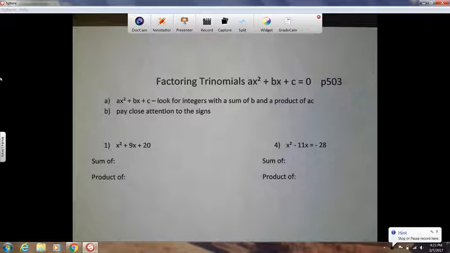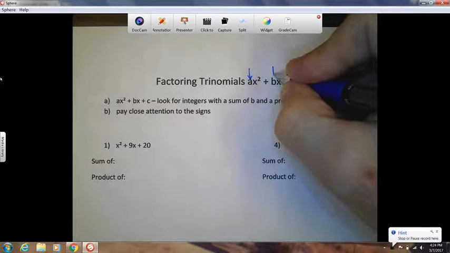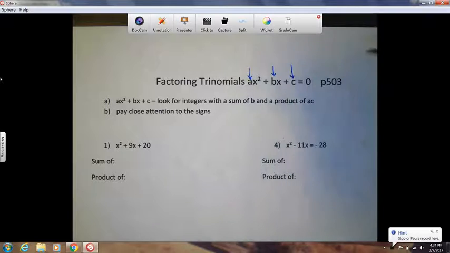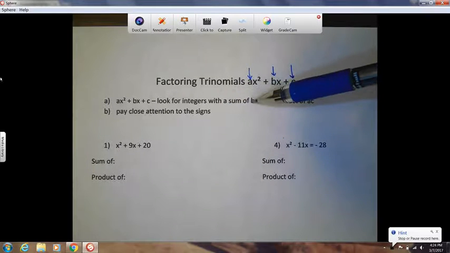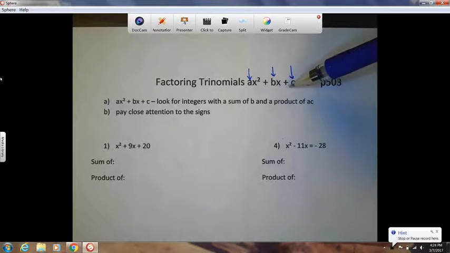This is factoring trinomials. So we're talking about trinomials in this form. Make sure you pay attention to A, B, and C. I'm looking for integers with a sum of B. So B is whatever comes in front of the x term, so make sure it's written in the correct order before you figure out what B is. And a product of A and C, so A multiplied by C. For this lesson, A is going to be 1 every time, so the product is very easy, but make sure you watch for that. Let's look at number 1.